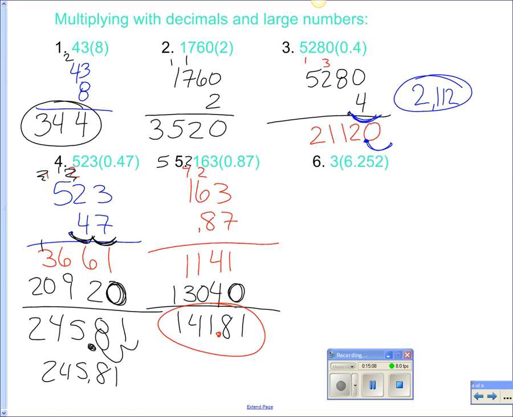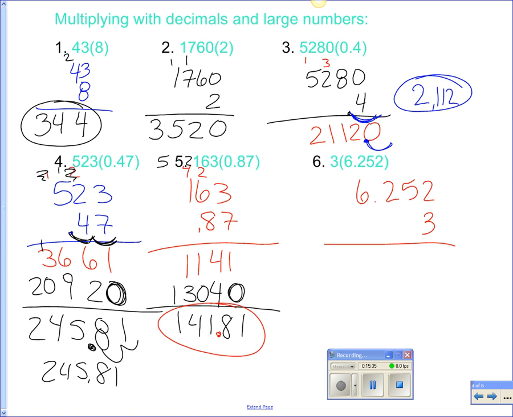Anybody have a question on that one? Okay, this one, I'm multiplying because there's parentheses. Which number do I have to write on top? Why do you write the 6.252 on top? Because it's longer, yep. All right. So 6.252 times 3, right?